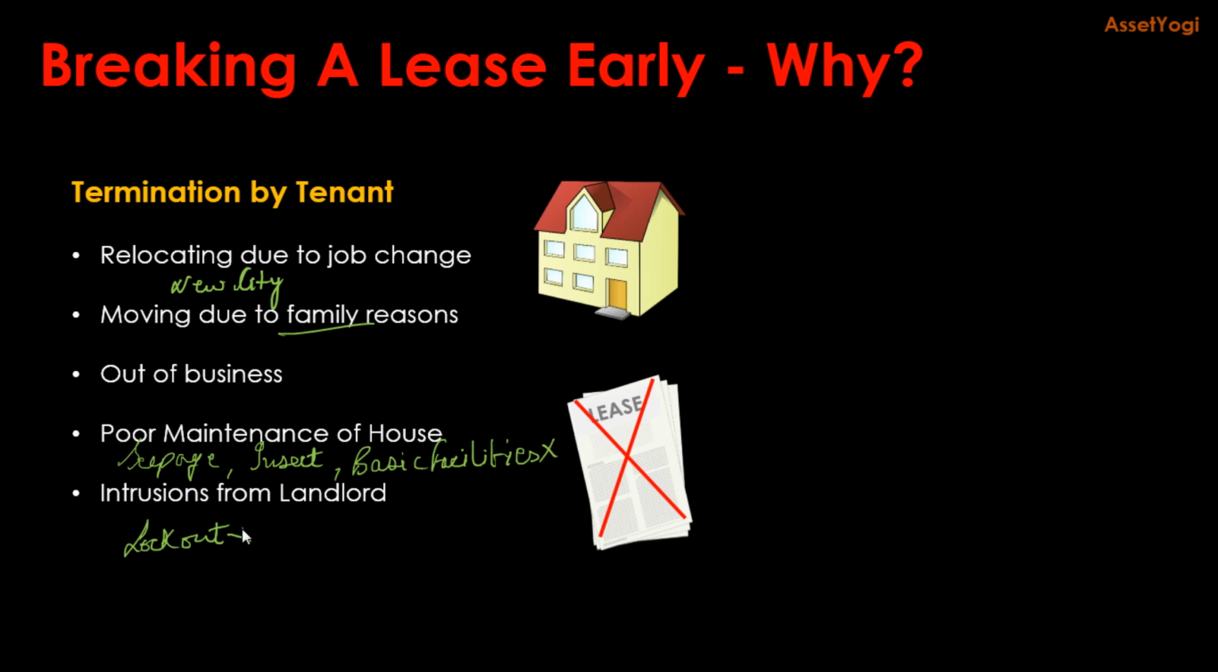Or let's say a landlord has not provided basic facilities as per the contract, and suppose there are intrusions from the landlord and he is not allowing the quiet enjoyment of the property as per the contract to the tenant, and the landlord obviously cannot lock out the tenant, he cannot change the locks. If he is doing that, then obviously the tenant has all the right to break the lease early, and the landlord also cannot harass the tenant. If there is a case of harassment, physical or mental, any kind of harassment, then again the tenant has all the right to break the lease early.